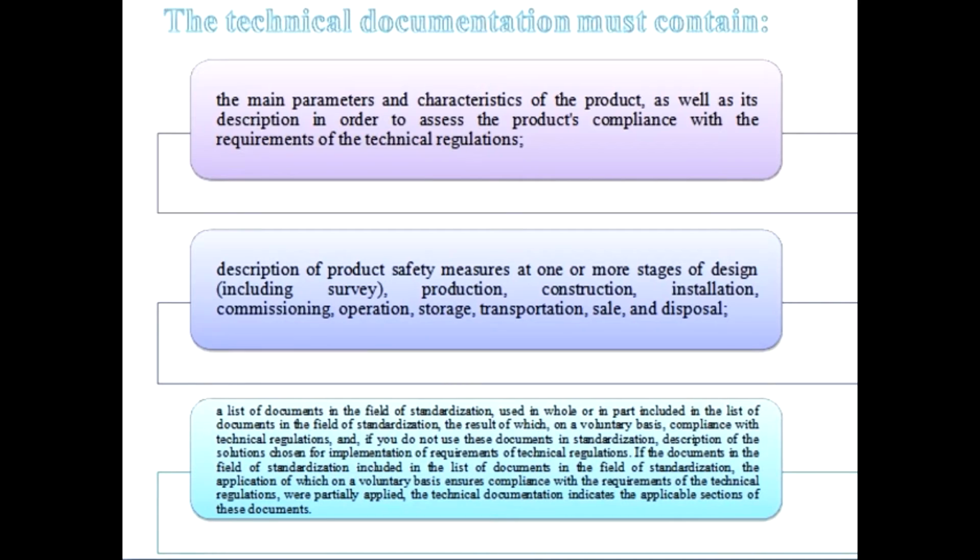It includes a description of product safety measures at one or more stages of design, including survey, production, construction, installation, commissioning, operation, storage, transportation, sale, and disposal. It also includes a list of documents in the field of standardization used in whole or in part, included in the list of documents whose application on a voluntary basis ensures compliance with technical regulations, and, if these documents are not used, a description of the solution chosen for implementation of the requirements of technical regulations.